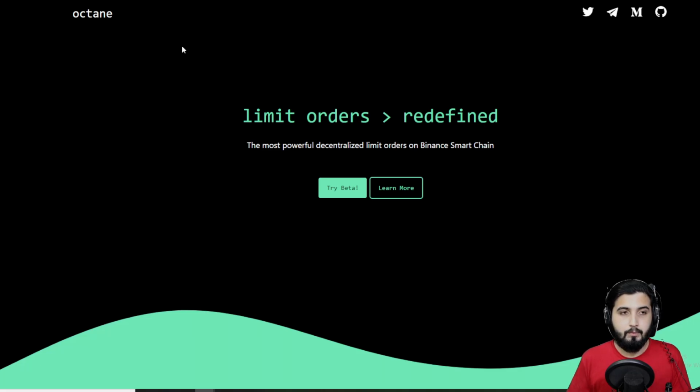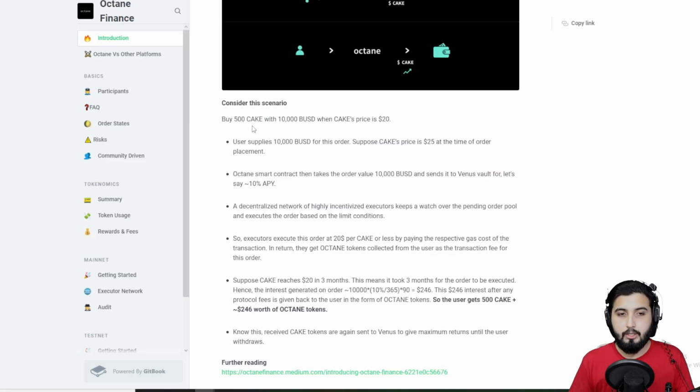For example, if we take their example, they're using the example of a cake. What exactly limit orders do is that you can place a limit on any price at a given specific time. Let's say, if we're talking about Bitcoin, you place a limit order on buy. Currently it's at $60,000, but when it drops to $50,000, it will automatically buy the amount of Bitcoin that you have provided.